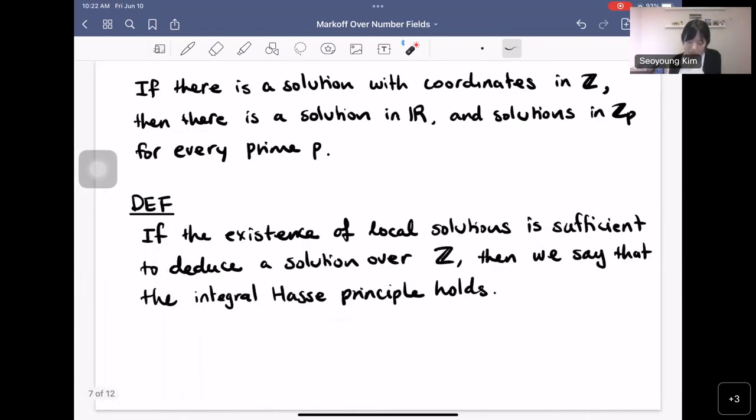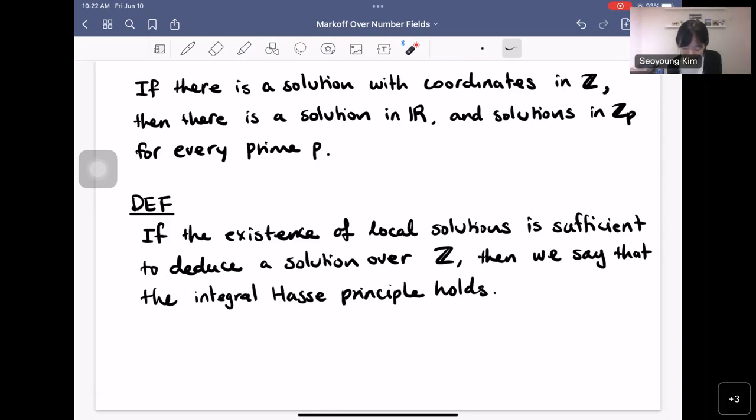So here's a pretty obvious observation, in order to define the Hasse principle that I want to talk about today. If there is a solution with coordinates in Z, then there should be a solution in R, because Z is included in R. And at the same time, there are solutions in Z_p for every prime p, just by considering their p-adic expansion.